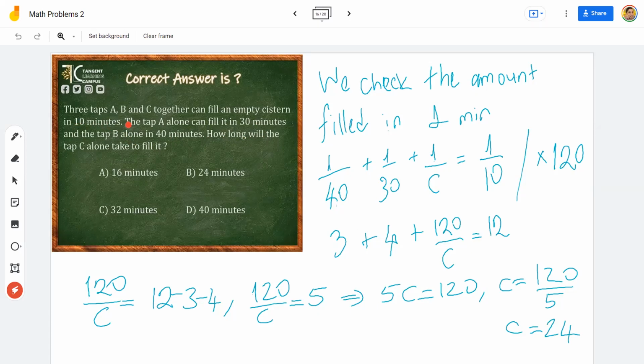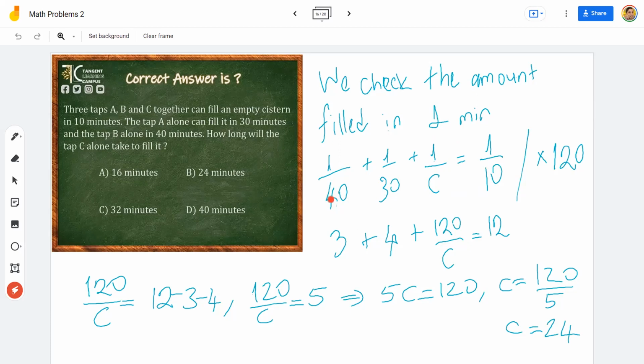So for this kind of questions, what we are going to do is first we will write an equation like this. In this equation, first we write the amount filled by tab A in 1 minute, the amount filled by tab B in 1 minute, the amount filled by tab C in 1 minute, and this is the amount filled by these 3 tabs in 1 minute. After you complete this equation, we need to solve it.